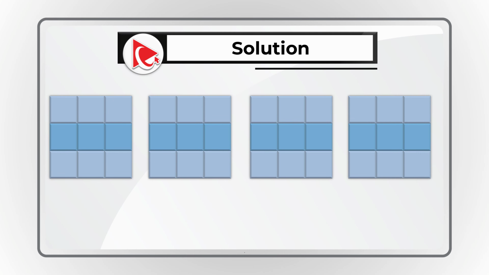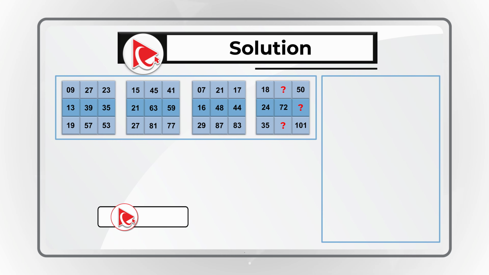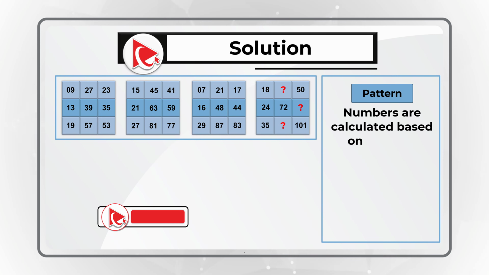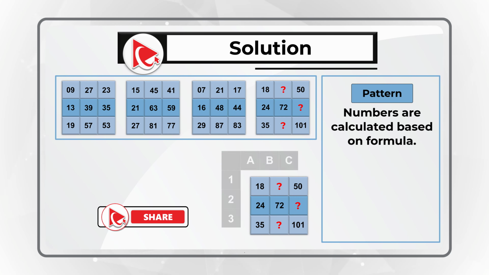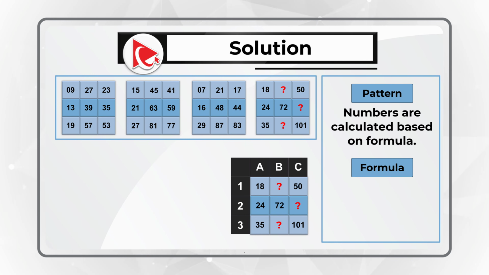I think it's very obvious, and you probably recognize the pattern that's happening here. Numbers are calculated based on a formula. If we break down the matrix into columns A, B, and C, and then add numbers to the rows 1, 2, and 3, the formula can be summarized as B1 is calculated as A1 multiplied by 3, and C1 is calculated as B1 minus 4.